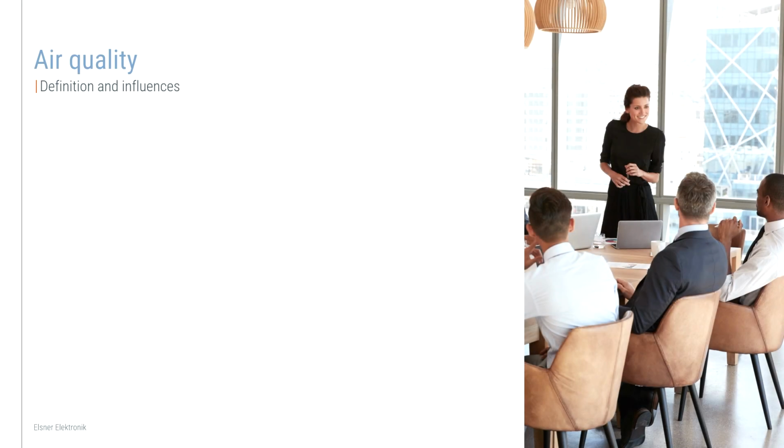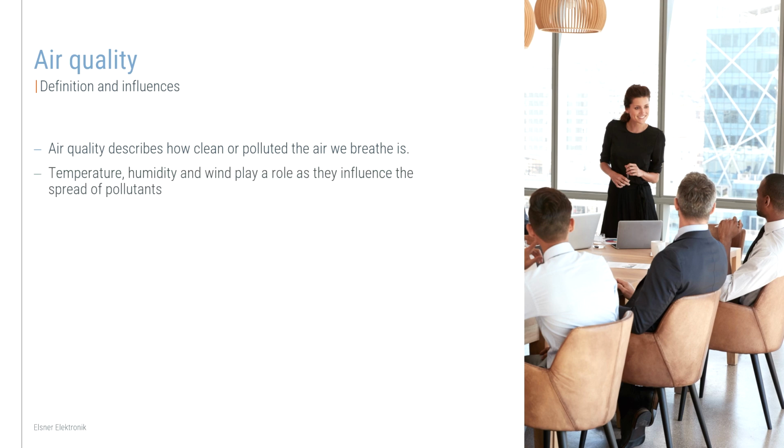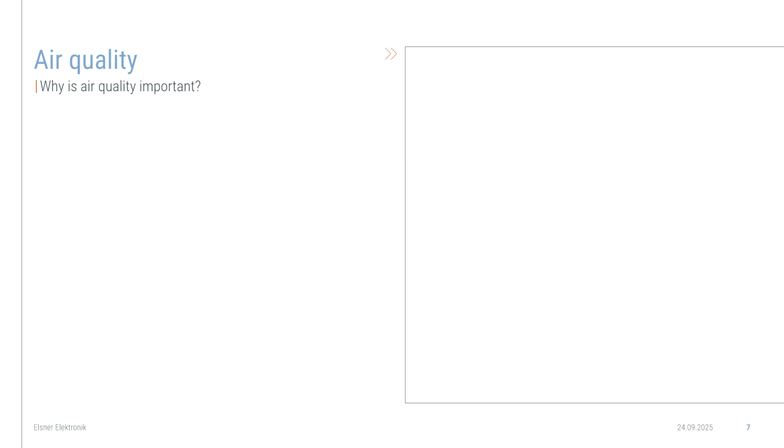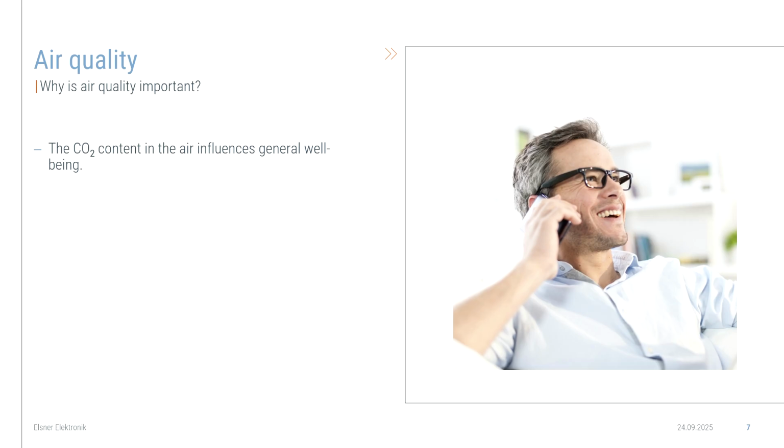Air quality describes how clean or polluted the air we breathe is. Temperature, humidity and wind play a role as they influence the spread of pollutants. Why is air quality so important? The CO2 content in the air influences general well-being. Poor air quality can put a strain on the respiratory tract, heart and circulation. In conclusion, we can say good air quality maintains health, increases well-being and reduces the risk of illness.